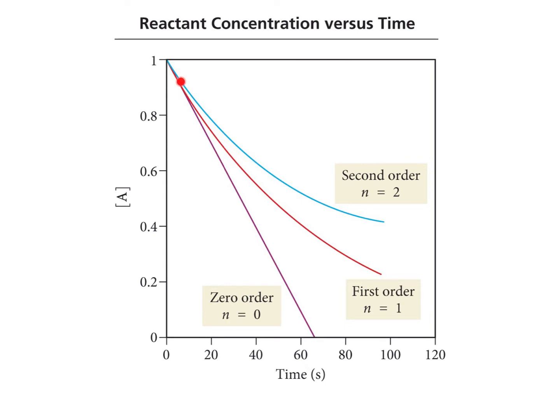So for zeroth order reactions, when n is equal to 0, the rate doesn't actually depend on the concentration. We calculate the slope of this line, doesn't matter where we are, the slope is going to be the same. For the first order and the second order reactions, the rate does depend on the concentration.